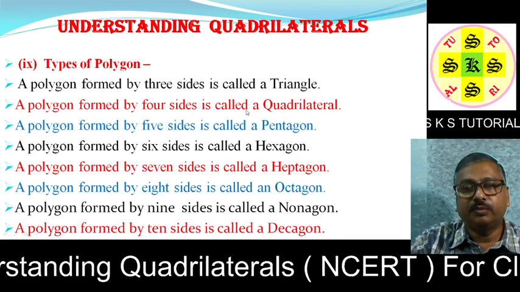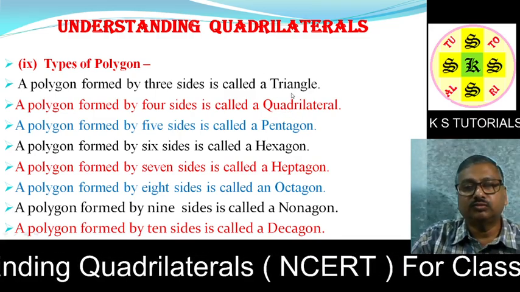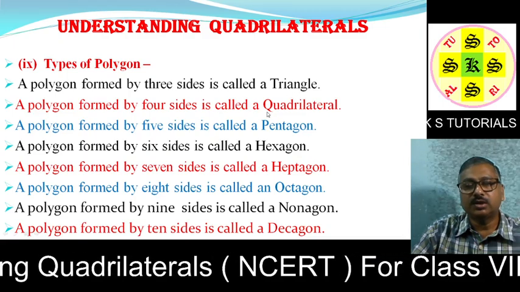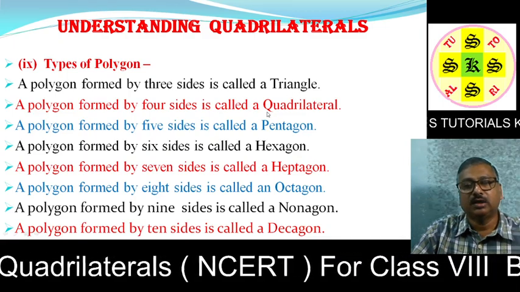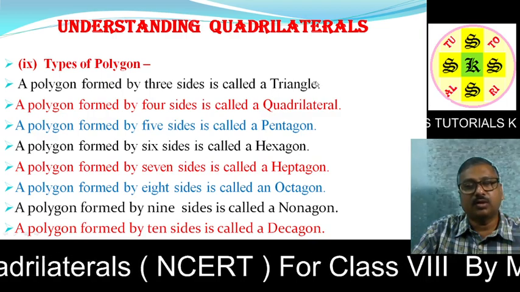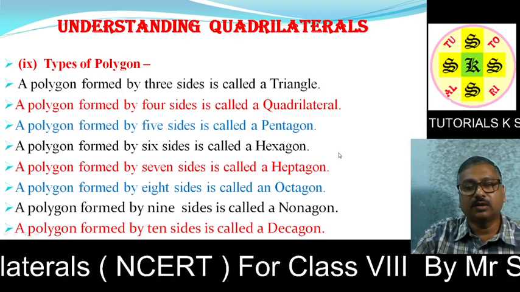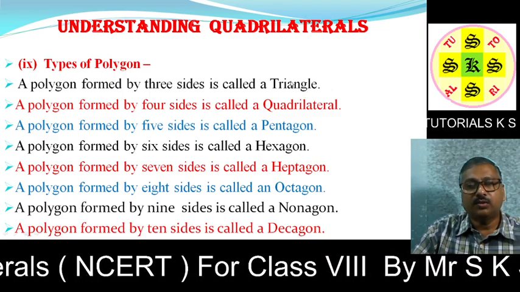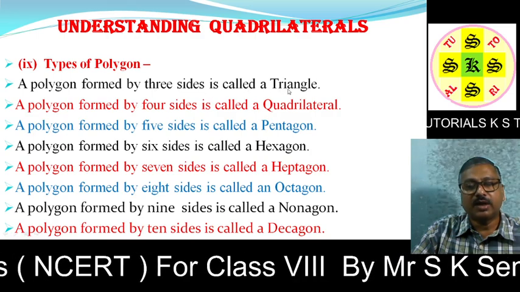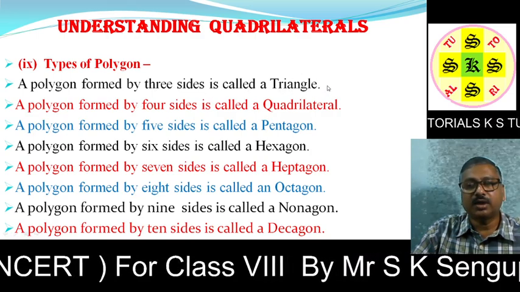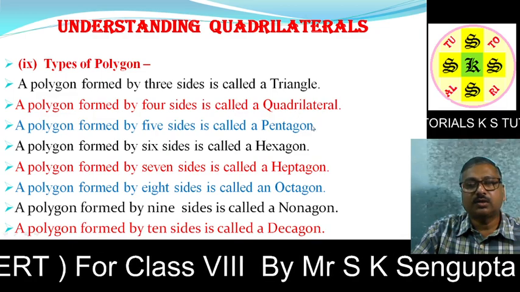Now basically this chapter is about understanding quadrilaterals, so we will discuss only quadrilaterals now. We will not discuss triangle or pentagon or hexagon anymore. Whatever is formed with 3 sides is a triangle, and triangles also have different types. But now we will discuss only quadrilaterals.